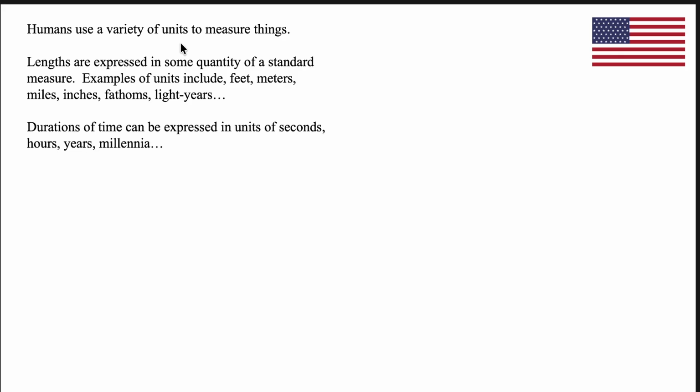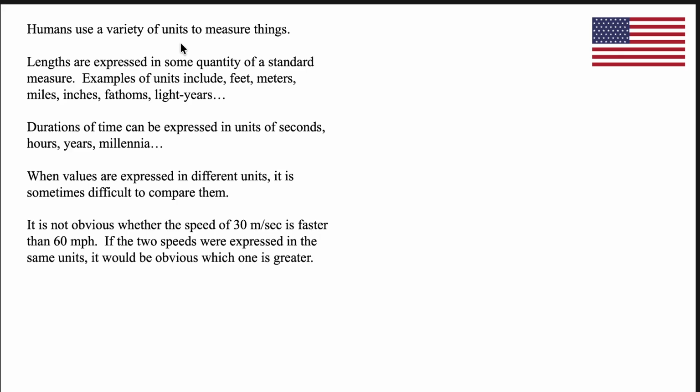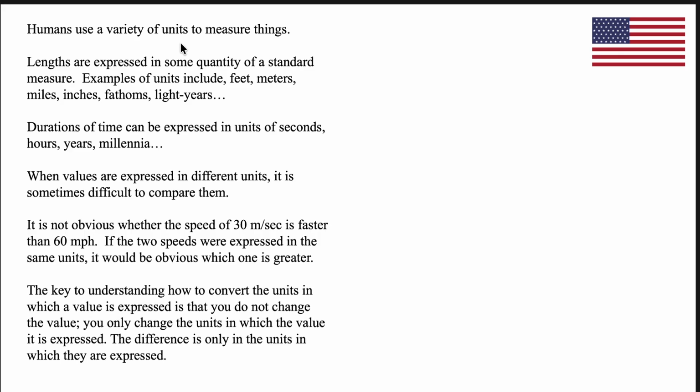fathoms, kilometers; durations of time: seconds, hours, fortnights, weeks, years. When the values of a parameter are expressed in different units, it's difficult to compare them. For example, which is faster, 30 meters per second or 60 miles an hour? If they were in the same system of units, it would be obvious which one's greater. But it's not clear. We have to take one and express it in a different system of units.